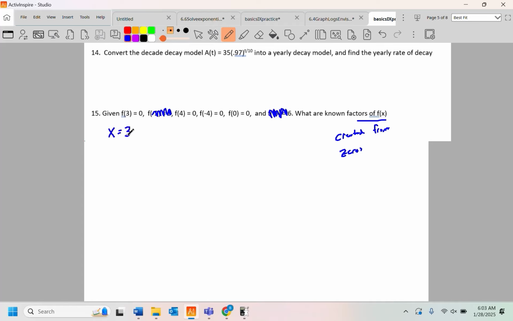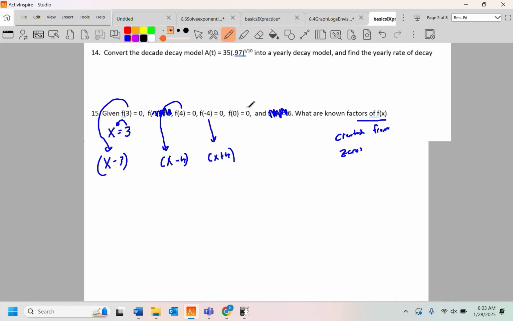Now f of 3 says x is 3. If I just shift that 3 left, I have the factor. And that's what's happening. This sign is changing. You see, we were positive, now we're negative. Here's a 0. It's going to become x minus 4. There's a 0. It's going to become x plus 4.